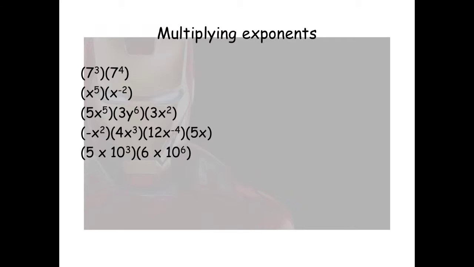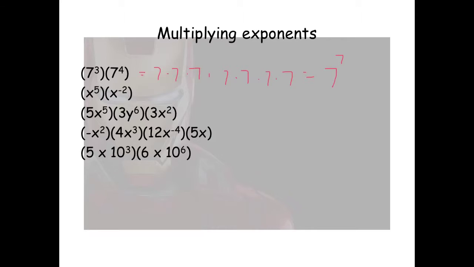Looking at this first problem, if I were to multiply this out, before we learned any kind of rules, we could probably figure this out with logic, because 7 to the third power is just 7 times 7 times 7. Then 7 to the fourth power is 7 times 7 times 7 times 7. Since these are parentheses, that means we're multiplying these two sets of numbers. I'm not really looking for a number answer here. I would just want to write this in exponent form, and if you count, there are 1, 2, 3, 4, 5, 6, 7 sevens. So we get an answer of 7 to the 7th power, because there are 7 of them.